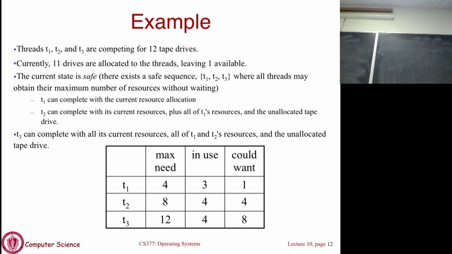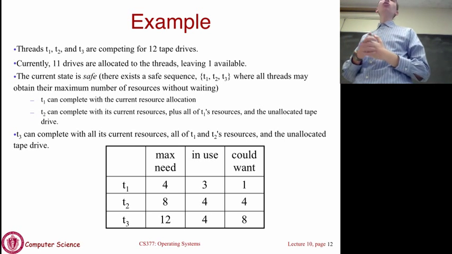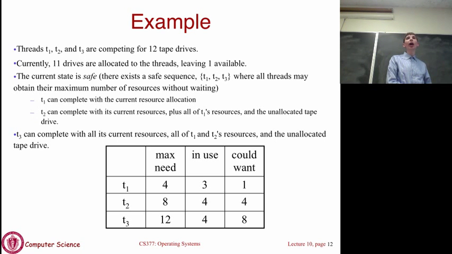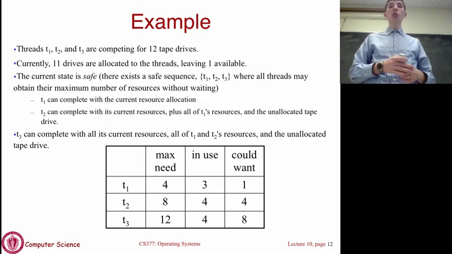We have 11 of the drives currently assigned, so let's say T1 has 3, T2 and T3 each have 4. And then, the difference between what they might need and what they currently have is essentially what they might request. That doesn't mean they necessarily will request it, but it's what they might request. So essentially T1 will never need more than 4 tape drives in order to actually do its work. So the objective here is, when a thread requests more resources, we want to ask the question: is it actually safe to give those resources to the thread, or might that lead us to a situation where we have deadlock?